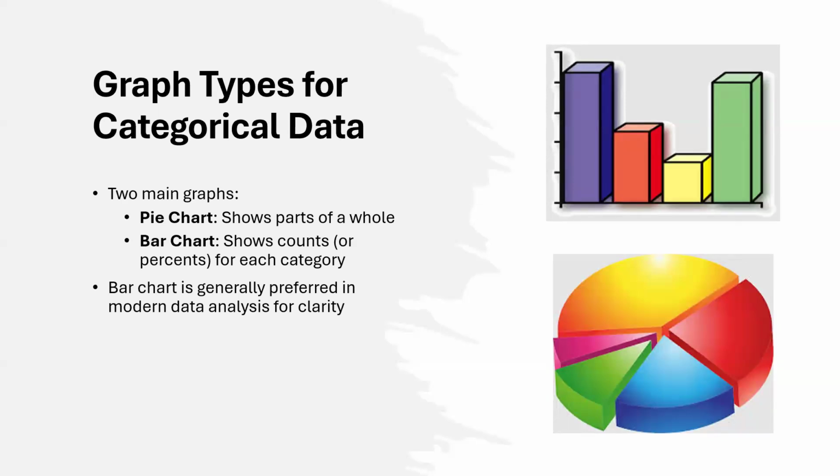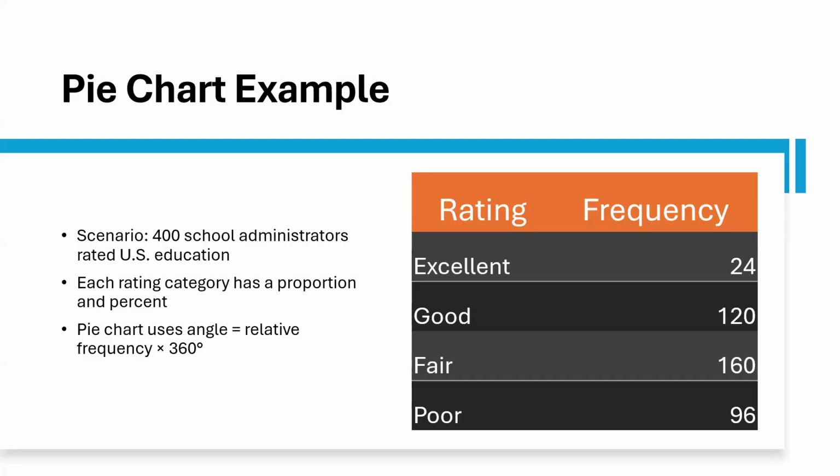There are two main types of graphs we use to show categorical data: the pie chart and the bar chart. Pie charts show parts of a whole, while bar charts show how many times each category occurred. Both are valid, but bar charts tend to be clearer, especially when there are more categories.